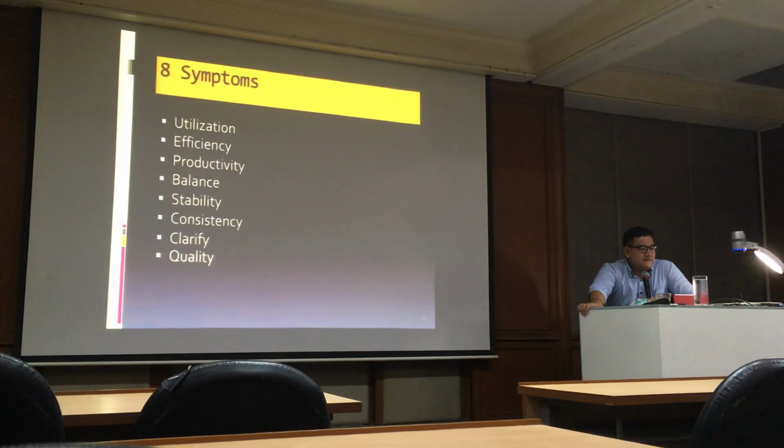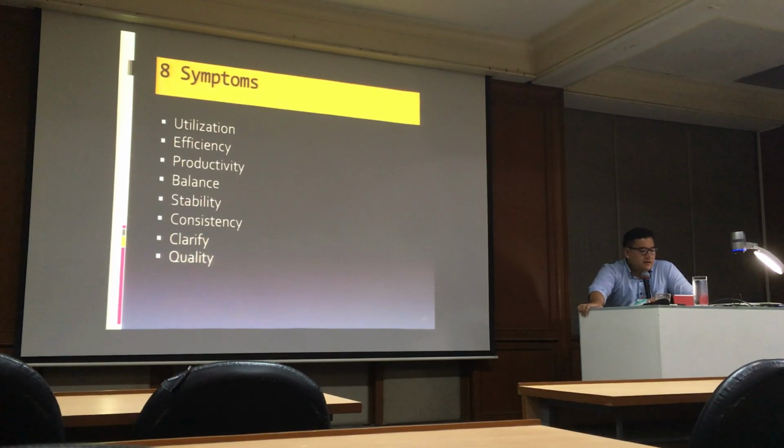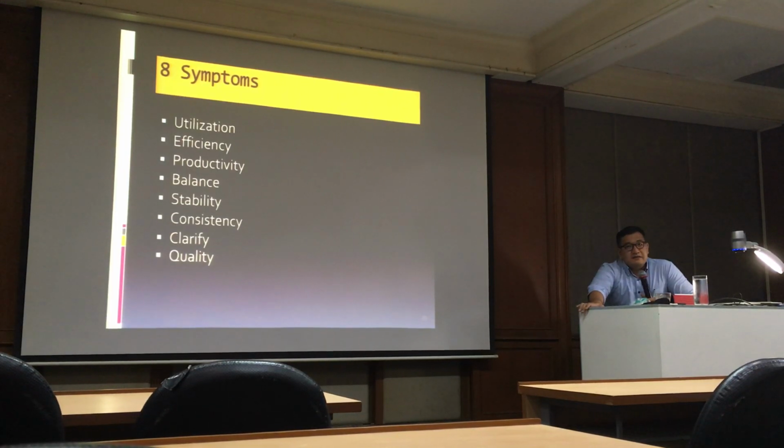Utilization doesn't meet, efficiency is low, productivity is low, you don't have anything balanced, so you have a problem. Stability, if you don't have enough stability, you also have problems. Consistency, clarity or quality, all of these are symptoms. If you have a problem based on all of this list, it means you have a problem, so you can define it. So this is the concept, that we have several concepts that we can use and apply to find the problem points.